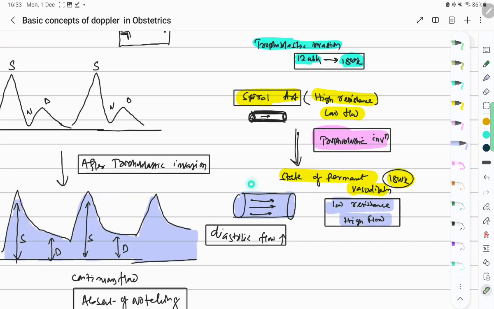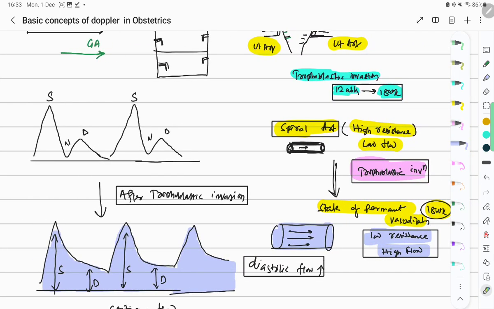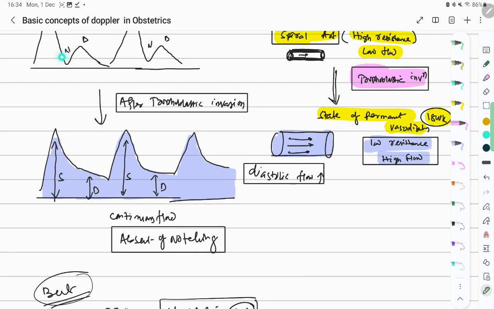So if trophoblastic invasion has occurred, that means there is increased flow and the vessels become low resistance and high flow. Initially, the uterine artery Doppler looks like this. There is a systole, there is a notching, and again there is a diastole. Systole, notch, and then diastole. But after trophoblastic invasion, gradually the flow increases and the notch disappears. So there is no notching here. There is a systole, there is a diastole, but there is no notching. That is a continuous flow because of this trophoblastic invasion, and we call it increased diastolic flow, because there is increased requirement by the fetus.